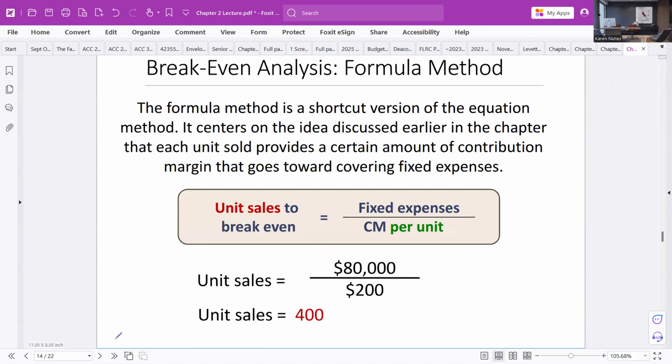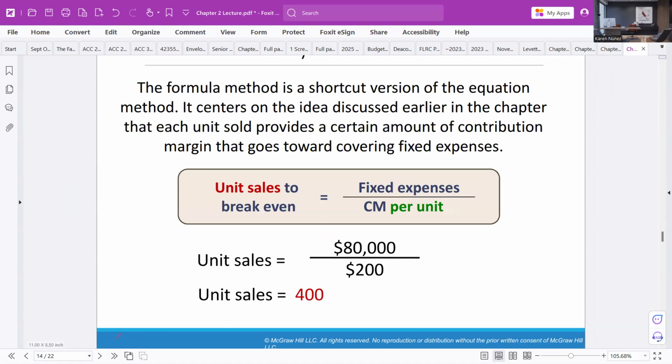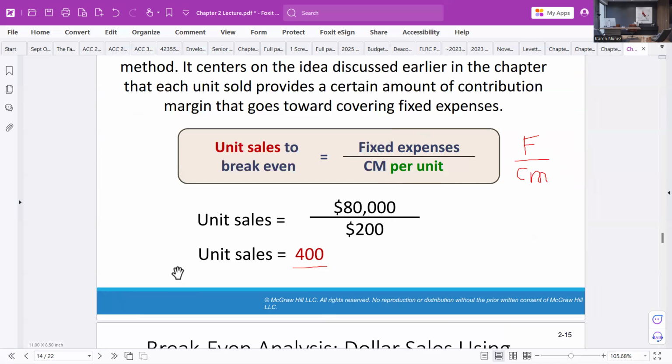So if we want to calculate break even using more of a shortcut, the units to break even, right? We don't want to look at a graph. We don't want to look at an income statement. We just want to be able to quickly and efficiently calculate break even. Well, the basic equation is those fixed expenses divided by the contribution margin per unit. When I start working on problems, I'm probably just going to use F for fixed expenses divided by that contribution margin per unit, right? So the fixed expenses of 80,000 divided by the contribution margin per unit of 200 means we're going to break even.